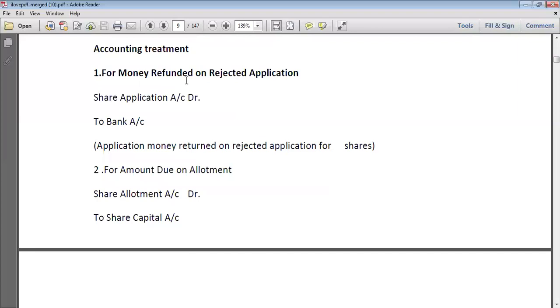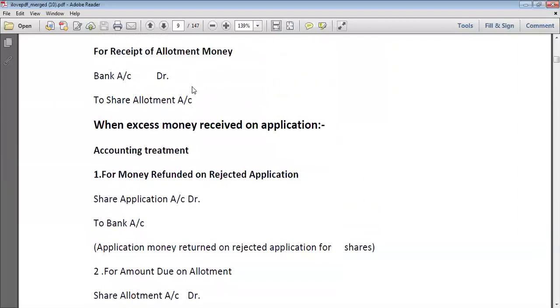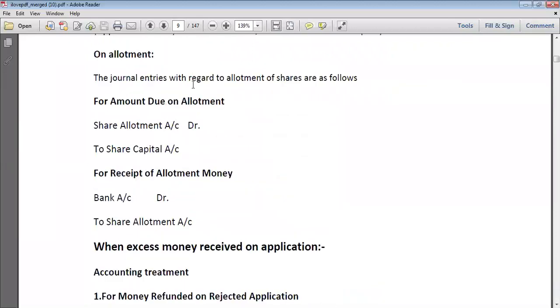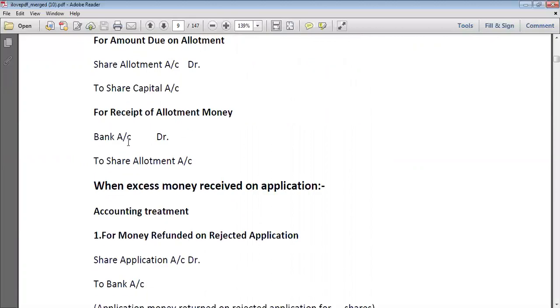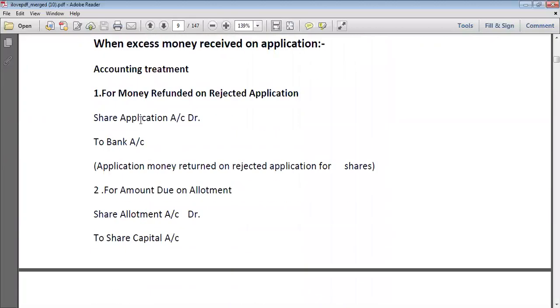So at the time when the company refunds that application money, what entry will be passed? Share application account debit to bank. See, when they receive the application money, what entry do we pass? Bank account debit to share application account. Now we are returning that amount to the public, so what entry will be passed? Just the reverse of this entry: share application account debit to bank.